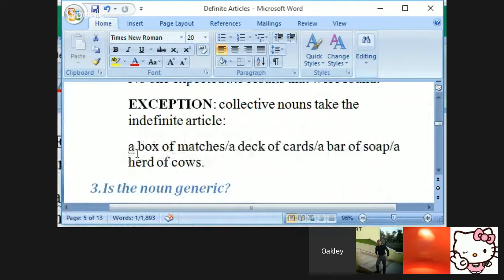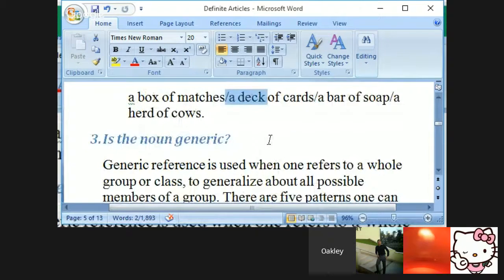Exception, collective nouns. We have to say things like a box of matches, a deck of cards, a bar of soap. Okay, in this case, this is another exception. Obviously, all right, we are using an article, the indefinite article, but we're using it for the collective noun, a noun that describes a group.